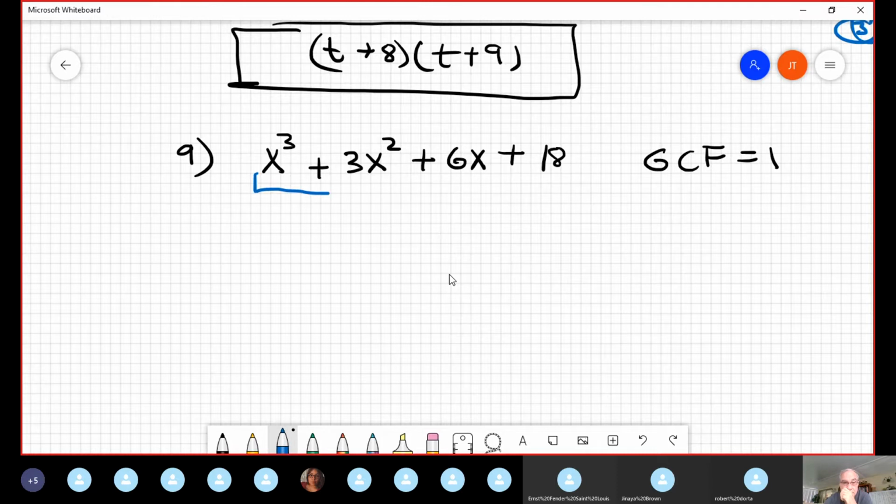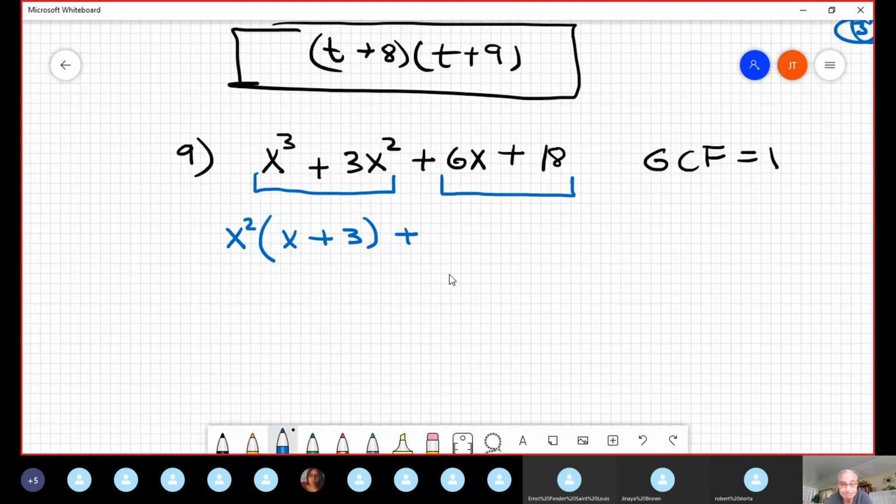The GCF in the first couple is, I need help, guys. What is the GCF between x cubed and 3x squared? x squared. x squared, very well. I factor out x squared to stay with x plus 3. Everyone follows me? What is the GCF in the second couple? 6x and 18.